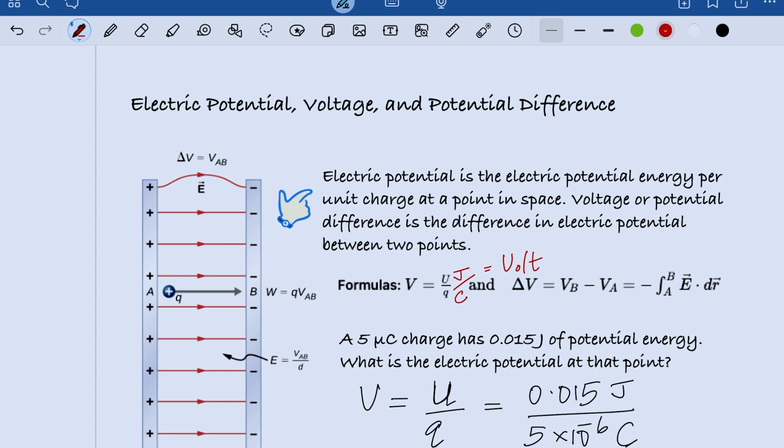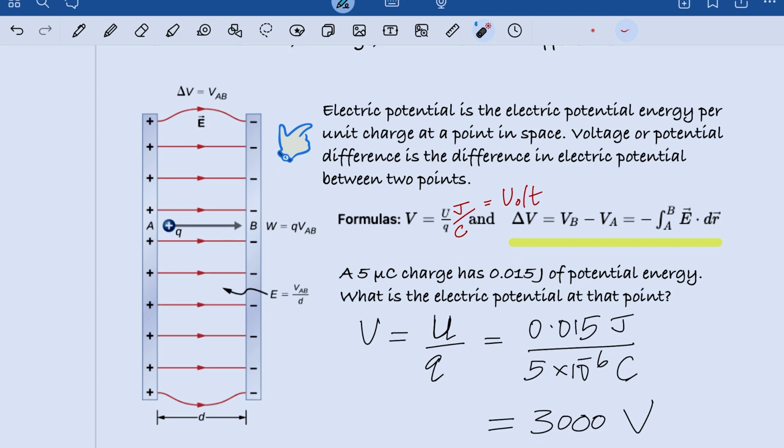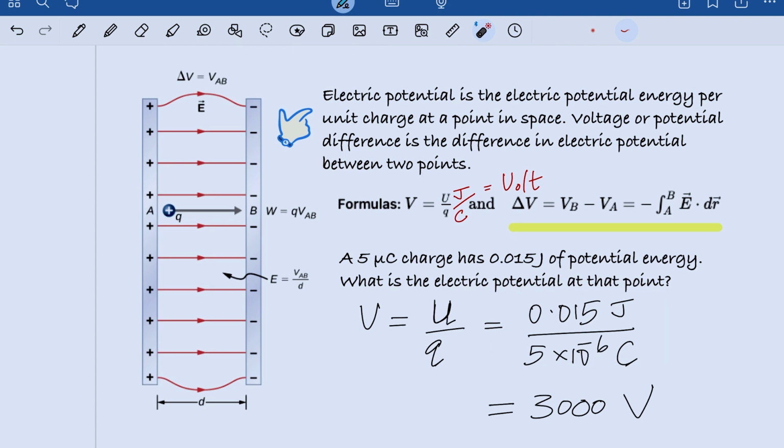And then when we talk about potential difference, we are talking about the difference in potential between 2 points. So if V sub B is the potential at B, V sub A that at A, the difference between them is given simply by the negative, notice that, the negative line integral from A to B of E dot dr. That's going to be a very important one to work out problems. So a 5 microcoulomb charge has 0.015 joules of potential energy. So when it's at a point, that charge has that much potential energy. What's the electric potential? Very simple. You just divide its potential energy by the charge, and you get 3000 volt.